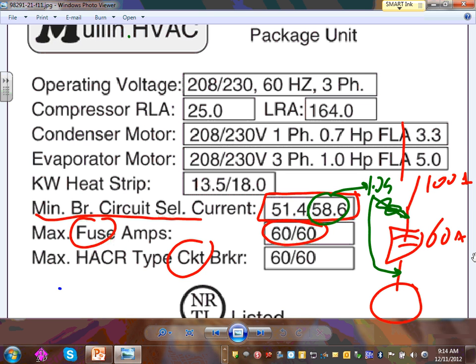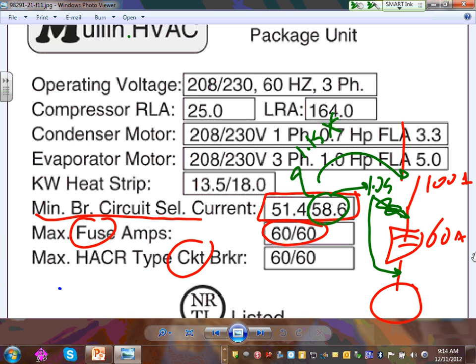They have a heat strip even. So do you see how they have more equipment in it than just the motor? That's why we use the branch circuit selection current multiplied by 1.25. The fuse is given. Disconnect, no problem. How do you size the disconnect? You take this value, 1.15 times 58.6, to size this disconnect. Any comments, any questions?